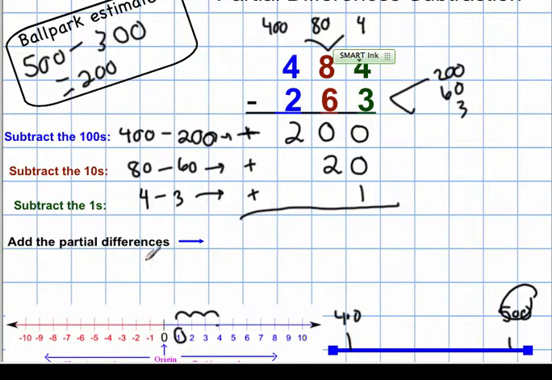Now we're going to add this all together. You're actually going to add the partial differences even though you're subtracting. I know, it's kind of bizarre. So we're going to keep our columns lined up here. And our answer is 221.